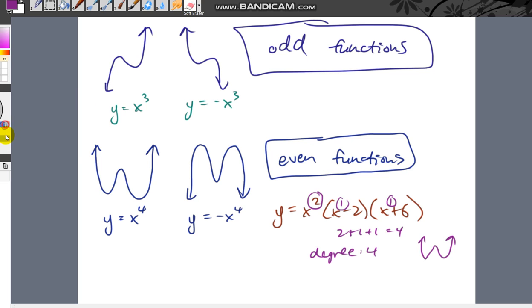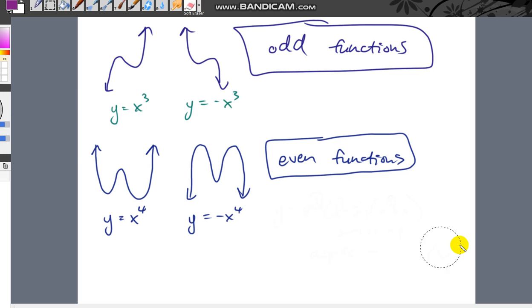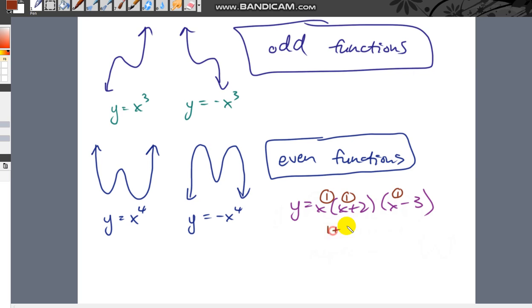Okay, now let's say I show you another example. One of the other examples that I showed you was something like y equals x times x plus 2 times x minus 3. You can see this is the first power, this is a first power, and this is a first power. If you consider all those exponents, 1 plus 1 plus 1 is going to be 3. So the degree of this polynomial is going to be 3. If the degree is odd, it's going to be an odd function. And that's why that particular graph looks something like that.